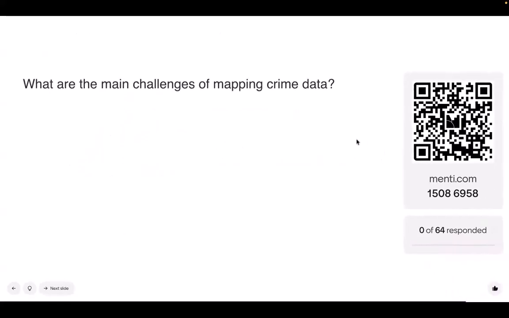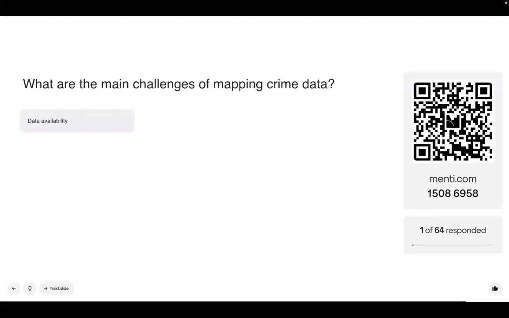Can you think of any other challenges of mapping crime data? I'll give you just till 25 past to discuss any other topics, but I will move on very, very quickly because I do want to run the GitHub demonstration about how to get our data. So feel free to pop in any other challenges you think might come with mapping crime data. I know we've discussed quite a lot, so no worries if there's nothing else to be said.